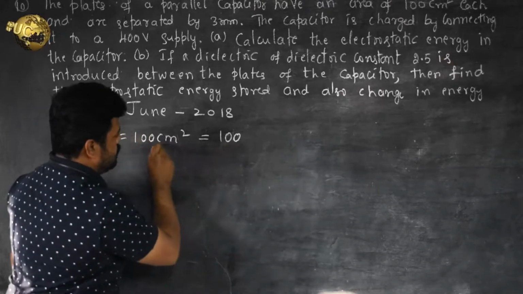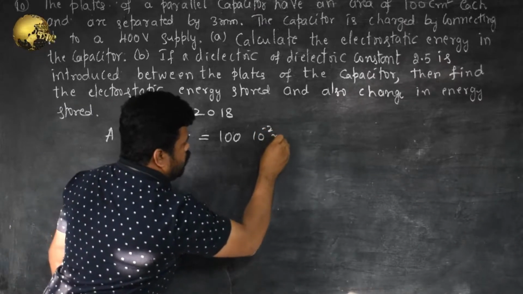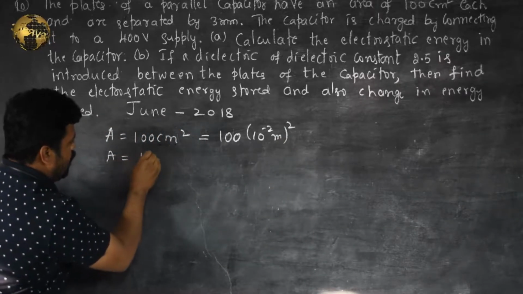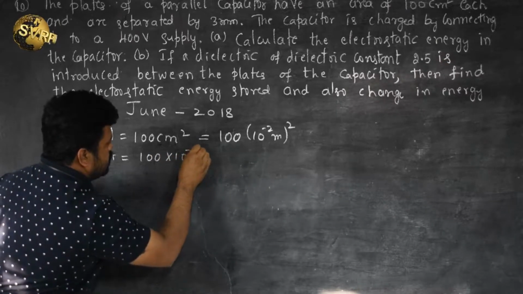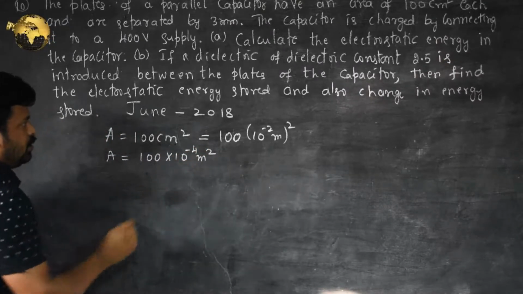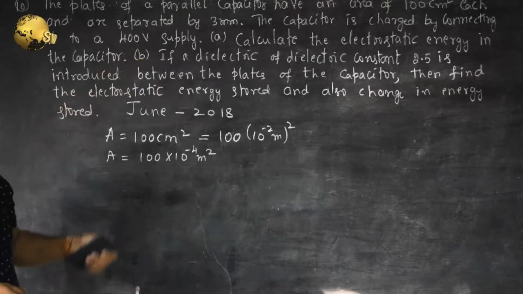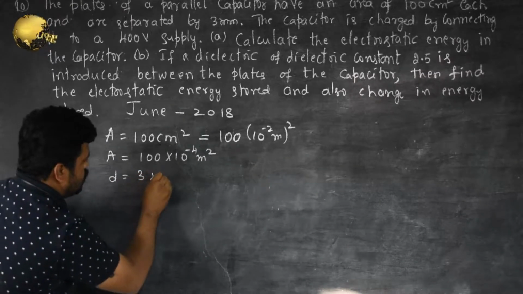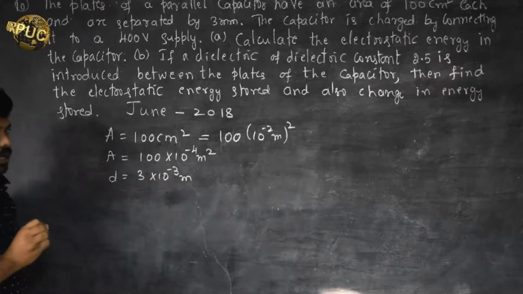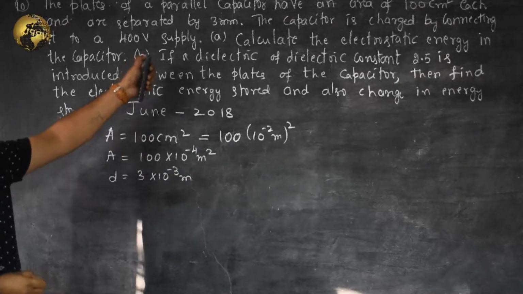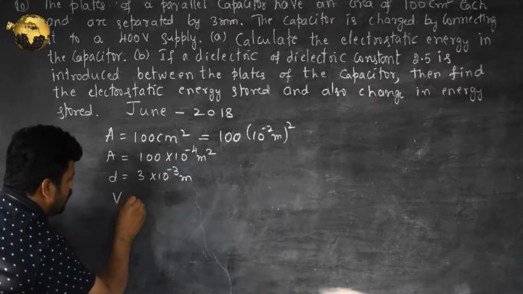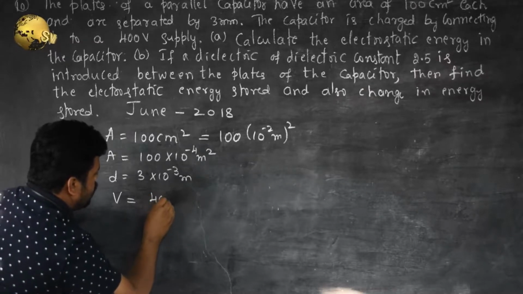100 centi, that is 10 to the power minus 2 meter, whole square. So the area becomes 100 into 10 to the power minus 4 meter square, standard unit, and the plates are separated by 3 millimeters. So the distance between the plates D is equal to 3 into 10 to the power minus 3 meter. The capacitor is charged by connecting it to a 400 volt supply. So the voltage supplied to the capacitor is 400 volt.